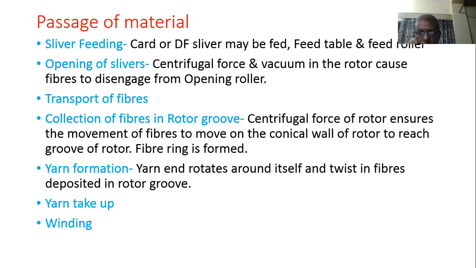Centrifugal force and vacuum in the rotor cause fibers to disengage from the opening roller. From the opening roller, the fibers go to the transport tube, and transport of fibers takes place. From the transport tube, they go along the walls of the rotor. So how does the collection of fibers in the rotor groove take place? By the centrifugal force of the rotor and the movement of the fibers on the conical wall of the rotor.